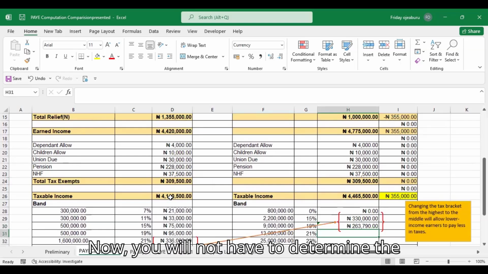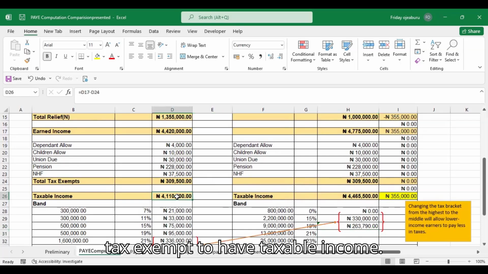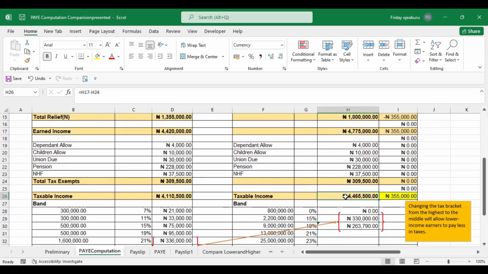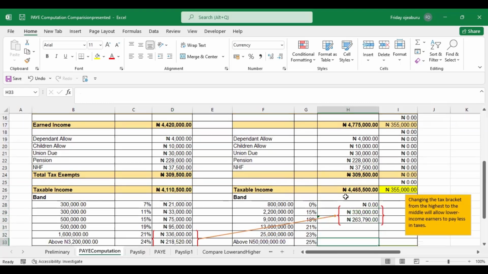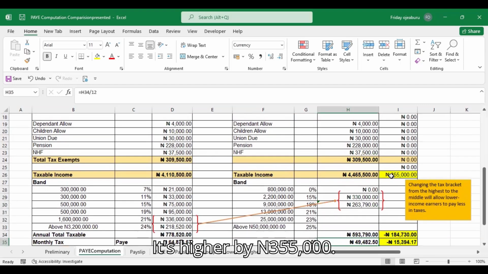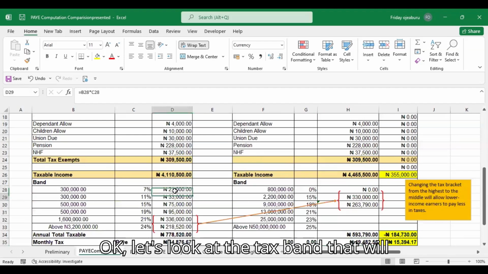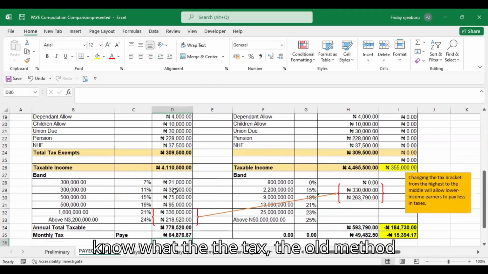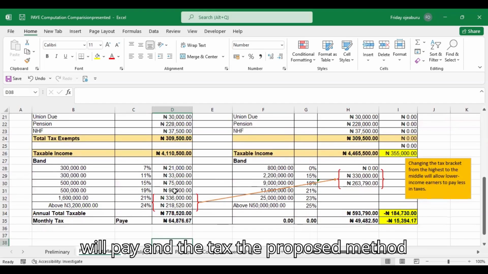Now you have to determine the taxable income. You deduct the tax exempt from the net earned income to have the taxable income. And you can see the taxable income for the proposed method is higher. It's higher by 355,000. Let's look at the tax bands so that we'll know the tax the old method will pay and the tax the proposed method will pay.